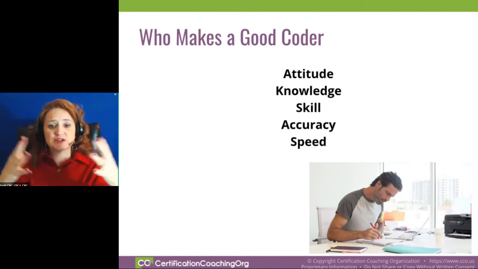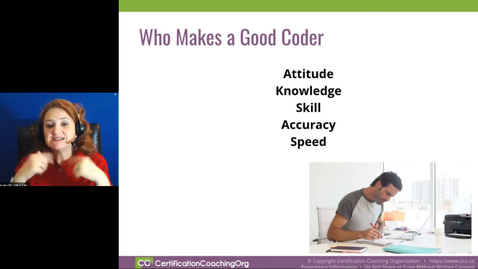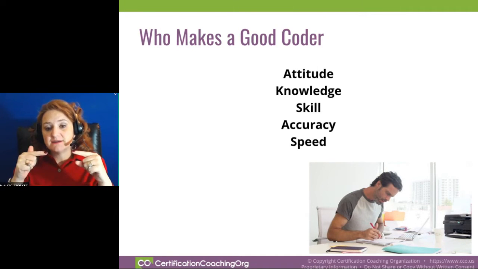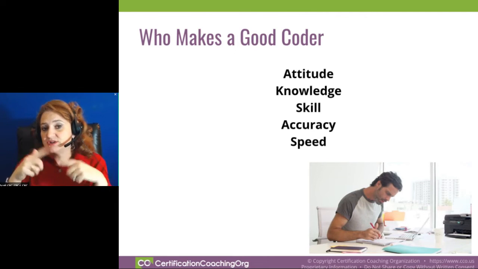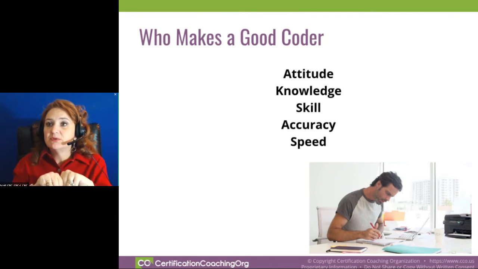So pick something, always increase your knowledge base if you want to be a better coder. Next is skill. Now I take knowledge and skill as two different things. Skill is being able to get better at attributes that make you a better coder, like the ability to abstract.